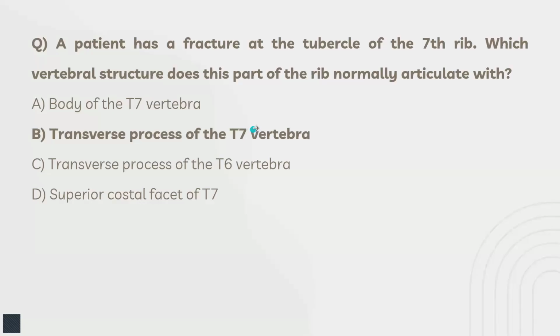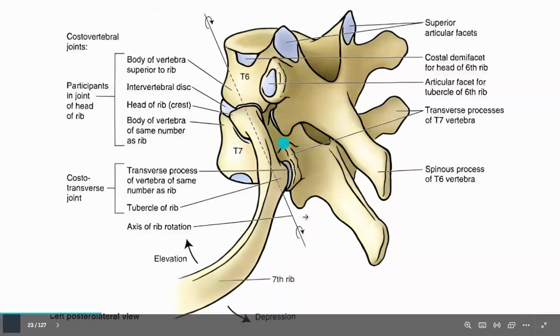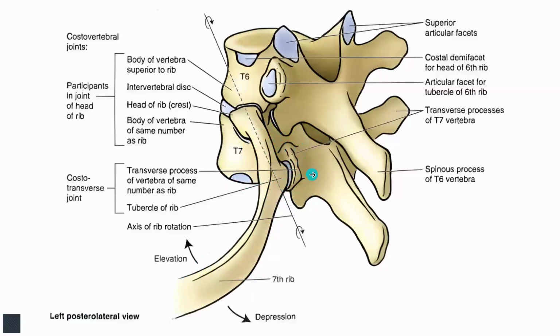However, the question is asking, the patient has a fracture at the tubercle of the seventh rib. And if you see here, the tubercle, which is a bony projection, articulates with the transverse process of the vertebra, which is the same number as the rib. So the tubercle of the seventh rib always articulates with the transverse process of T7. Okay, what about T6 and T7? Doesn't the rib articulate with T6? Yeah, it does, but not at the tubercle.